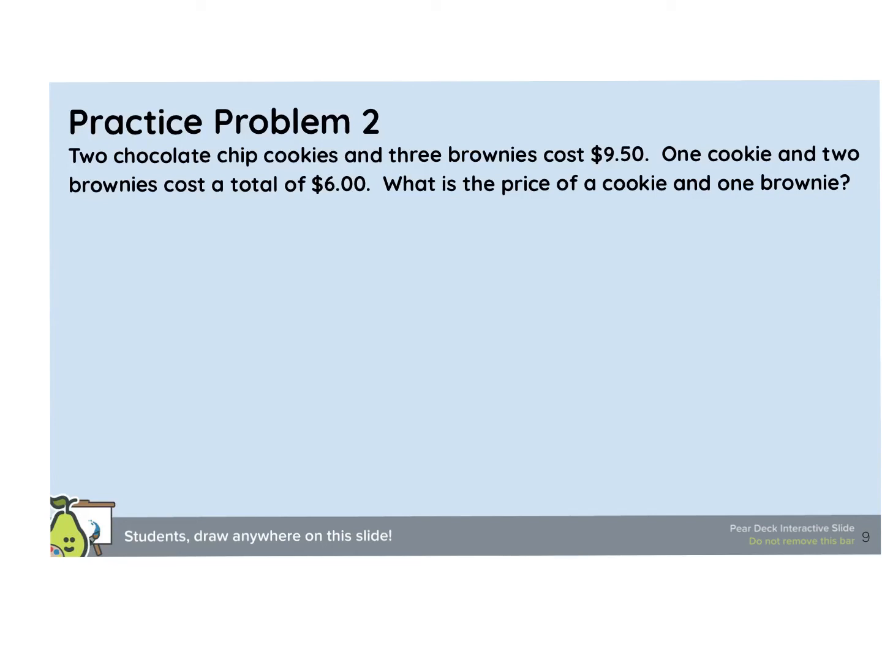Okay, so let's read through this and see if we can figure out what the two equations are. 2 chocolate chip cookies, that's X, and 3 brownies, that's Y, cost $9.50. So my first equation is 2X plus 3Y equals $9.50. What's the second equation?